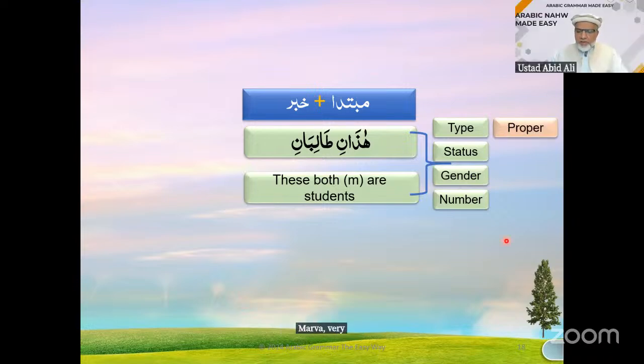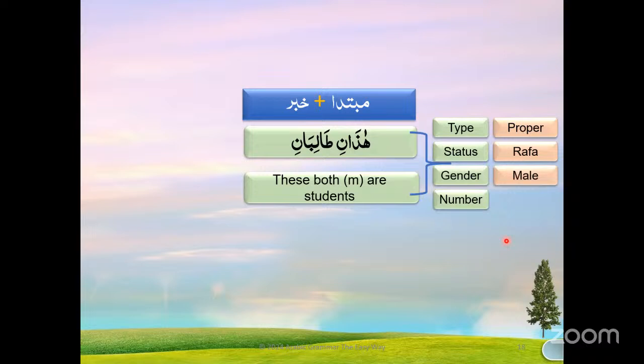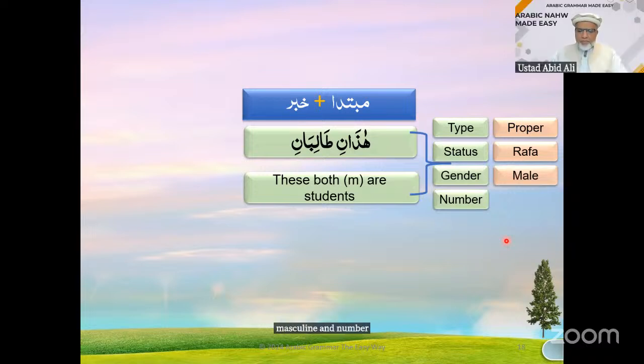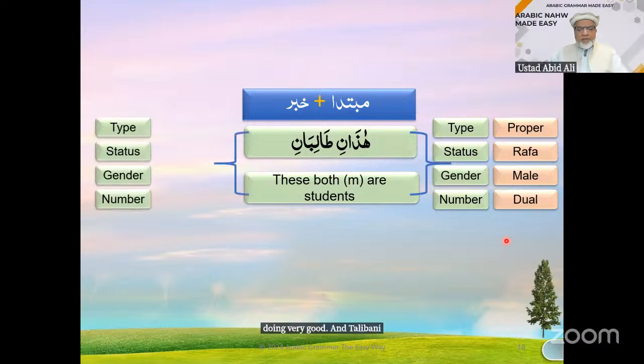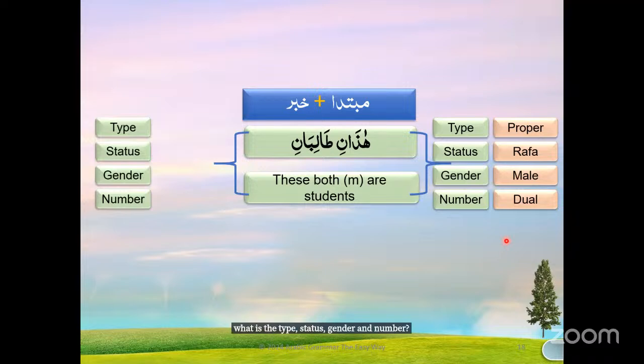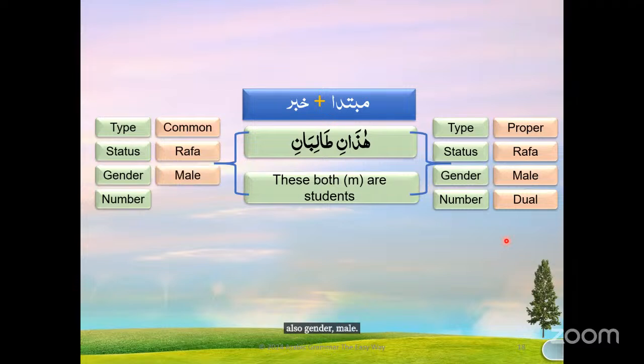And what is the status? Rafa. Rafa, gender? Gender is masculine. Masculine. And number? Dual. Dual, very good. And Talibani, what is the type, status, gender, and number? Type is Nakira. Status, Rafa. Gender male. Number dual.